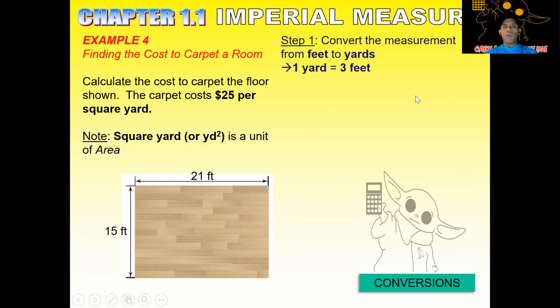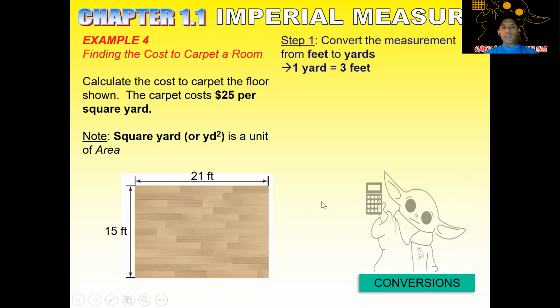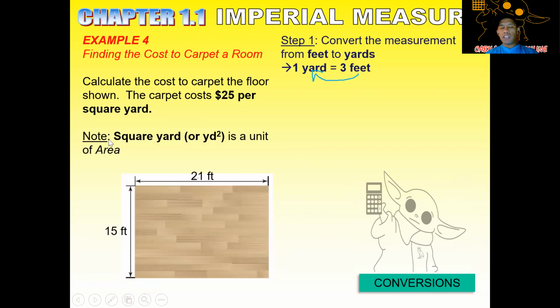So if you take a look at the chart, looking at length, the conversion that we have is 1 yard is equal to 3 feet. So for this one, we are going from feet to yards. We're going backwards, like this. In order for us to go from feet to yards, we have to take each of these measurements and divide them by 3, because we're going from feet to yards.